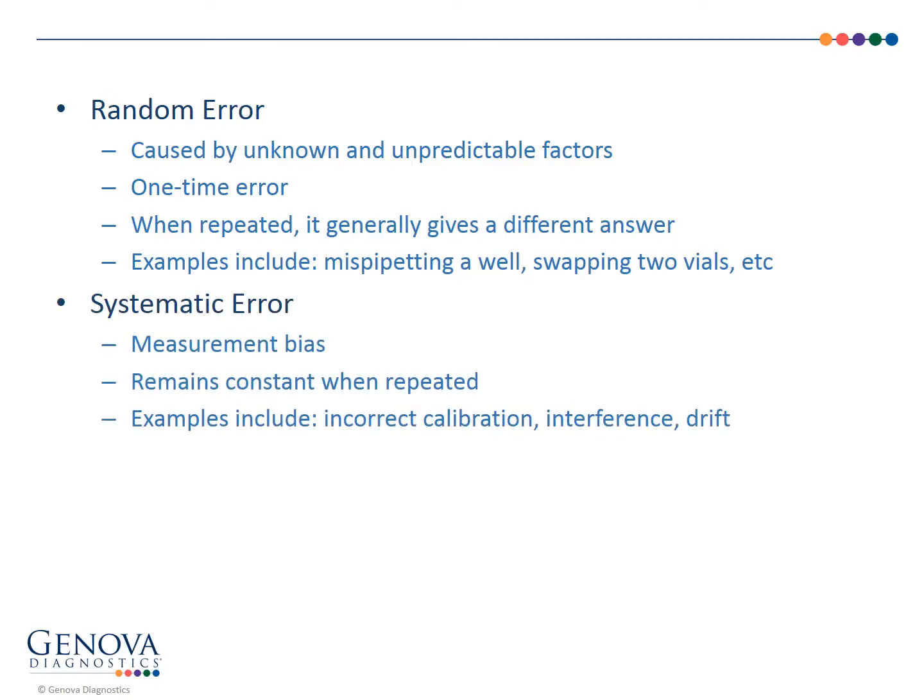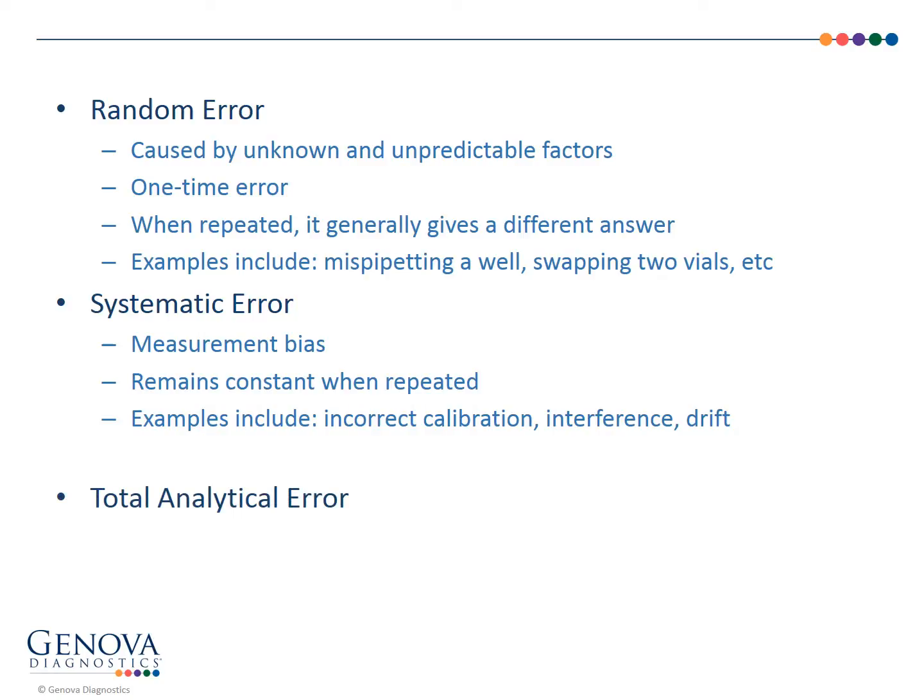The other type is systematic error. These are errors that are inherent within the assay, and these are things that we can measure and try to control during validation. These are errors that if we were to repeat them, they're going to get the same answer. So this is something like an incorrect calibration. Say we get a new lot of calibrators and the target value is 25, but in actuality it's about 28. And so everything's going to move up slightly. It's those sorts of things, interference, drift.